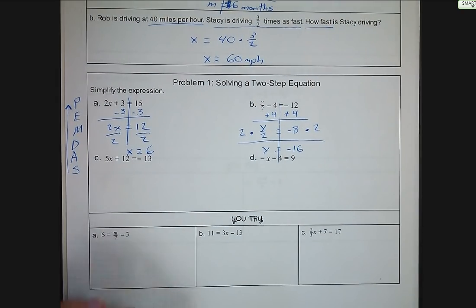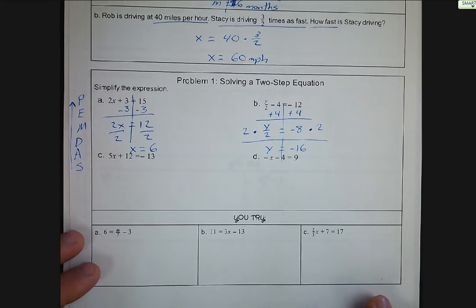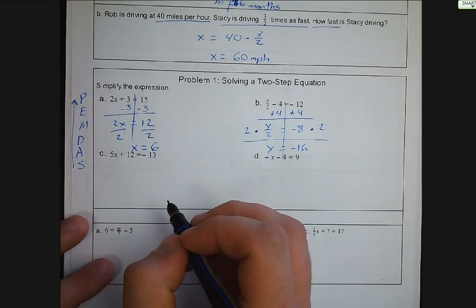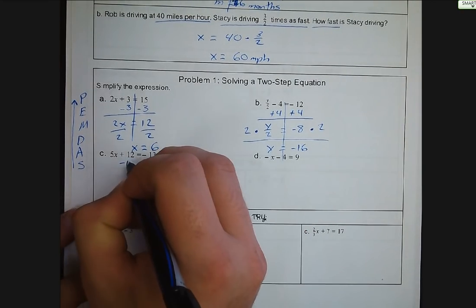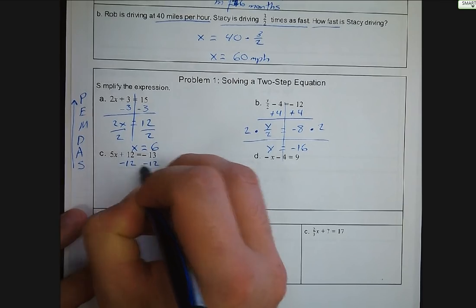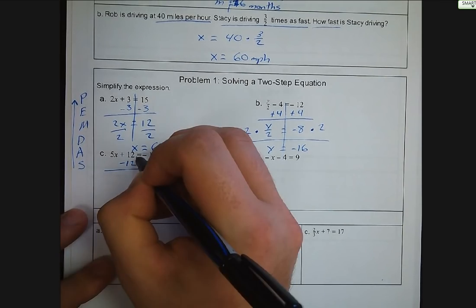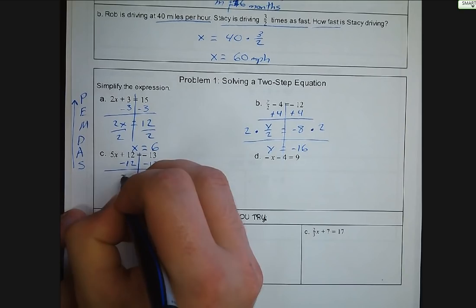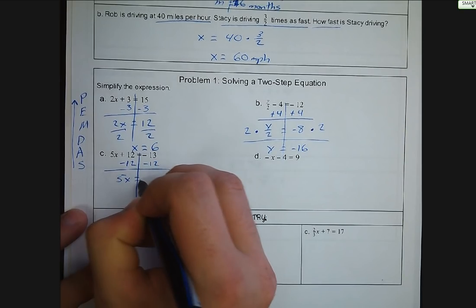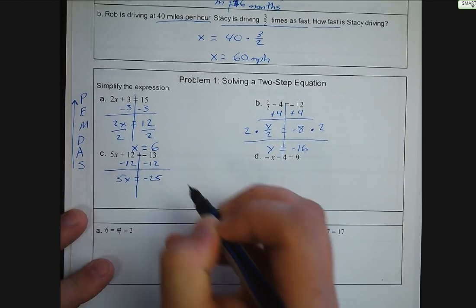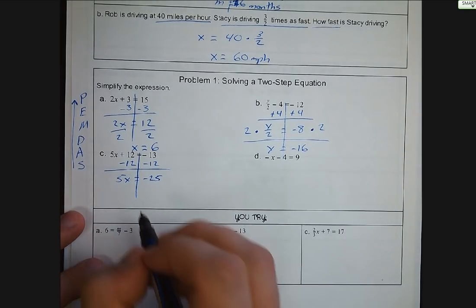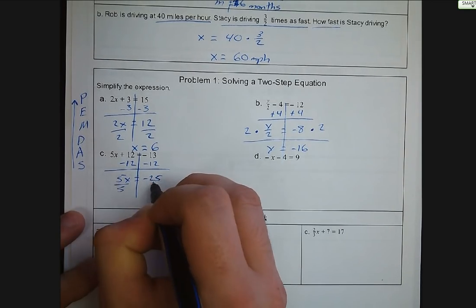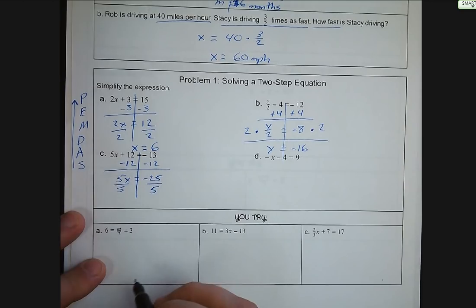Letter C, 5x plus 12 is equal to negative 13. So we're going to start by subtracting 12 from both sides. And we get 5x is equal to negative 25. Divide both sides by 5. And x is equal to negative 5.